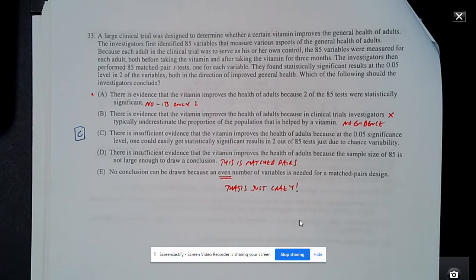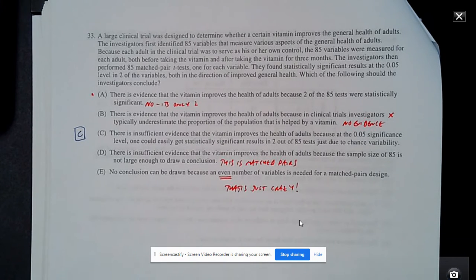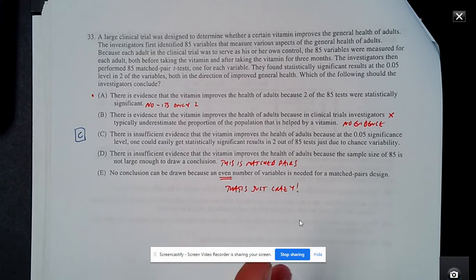All right, so 33, very wordy, so you might have to read this a few times. But basically, what they're doing is they're taking an unknown number of people, and they're looking at these 85 variables in each different person. And they look at how they perform both before taking the vitamin and then how they do after taking the vitamin. And then they're basically doing 85 different matched pairs tests. Okay, so it's a lot of work.